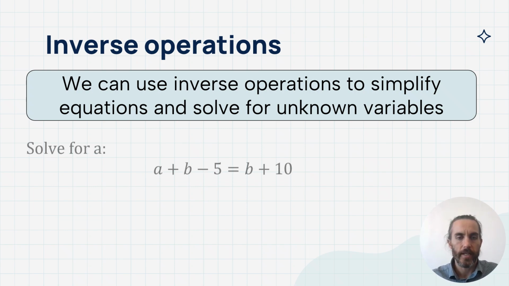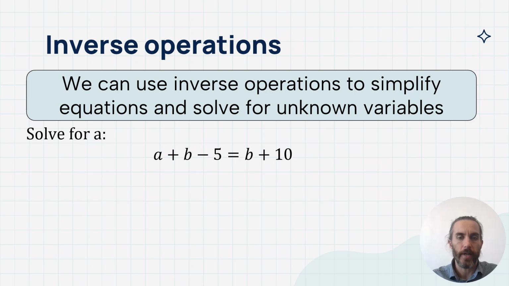So if we take this question, we're trying to solve for a. We don't know what a is. We want to find what it is. We can apply the inverse operation to all the things that are on the left-hand side of the equation to get rid of them, to isolate a. So which one do we want to get rid of first? Let's maybe try the inverse to minus 5. And again, because it's an equation, we need to do it to both sides.